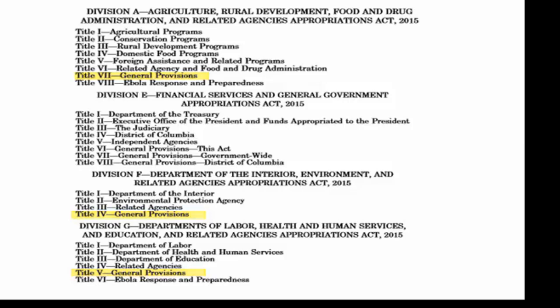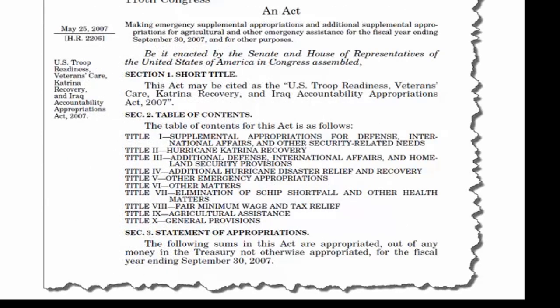Third, there are government-wide general provisions that appear in Title 7 of the Financial Services and General Government Act that apply to the entire federal government. Finally, don't forget the general provisions that appear in supplemental appropriations.